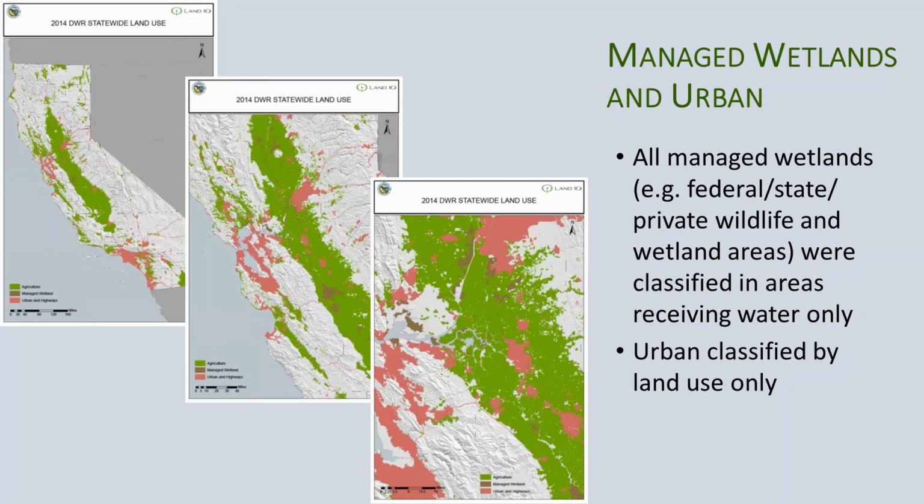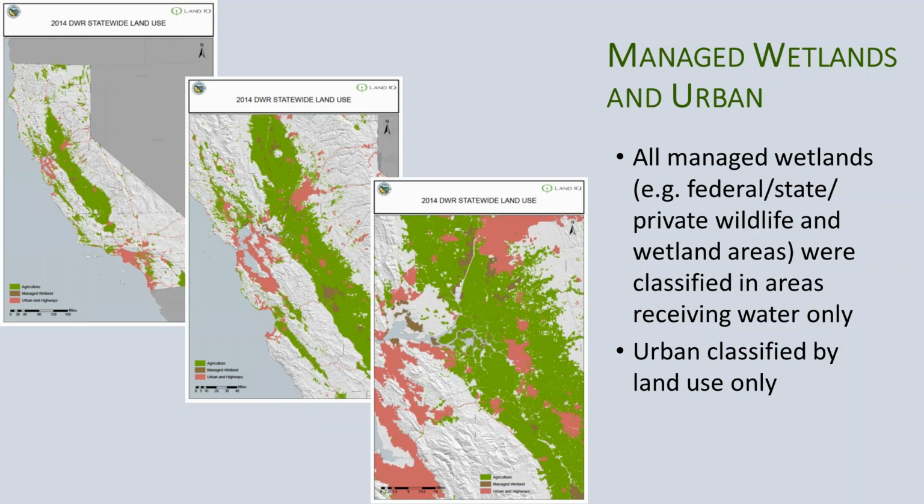So now let's transition to managed wetlands and urban. As I mentioned before, the managed wetlands include federal, state, private, wildlife, and wetland areas, and are classified in areas that we remotely sense as being wet or receiving water in some fashion or another. So again, it's a major consumptive use component with regards to land use in the state.